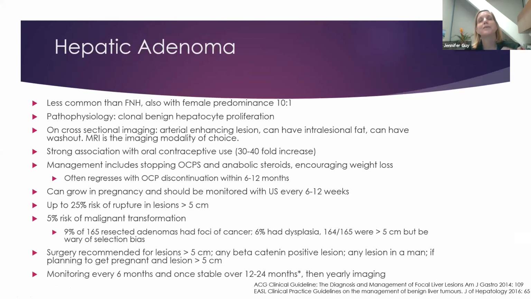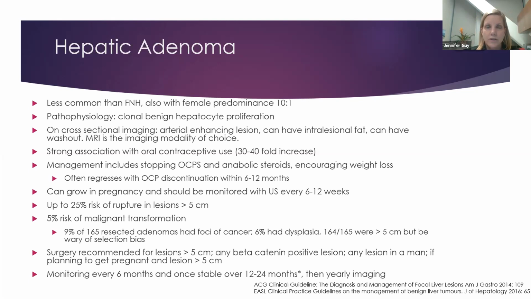You can now tell that I'm running down my list of differentials, so there are no surprises here. The hepatic adenoma is the third most common and therefore less common than FNHs by an order of about 10 times. Again, female predominance, 10 to 1. And the pathophysiology here is that these are clonal hepatocytes that have proliferated. So they're not malignant, they're clonal, they have not taken on malignant mutations.